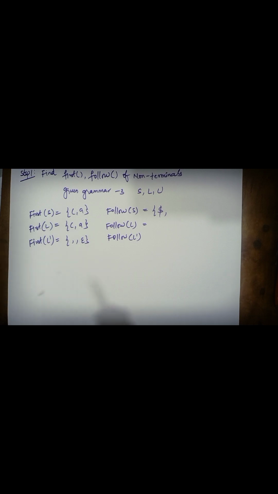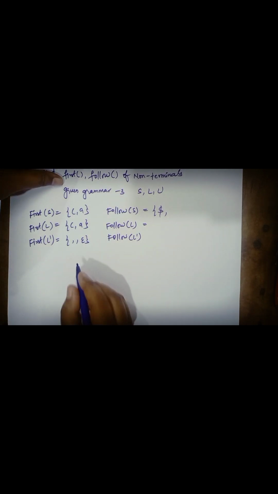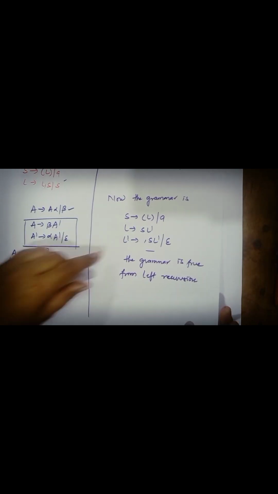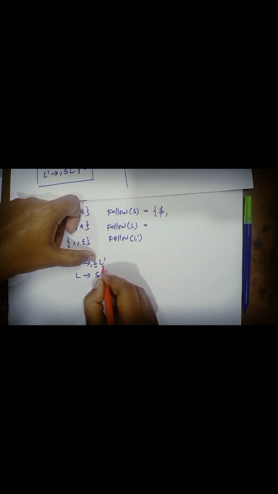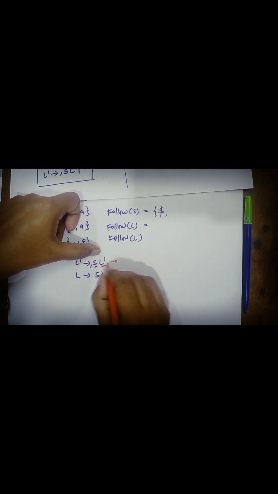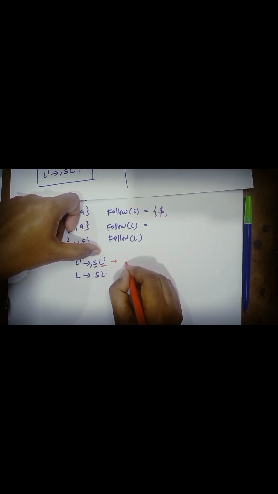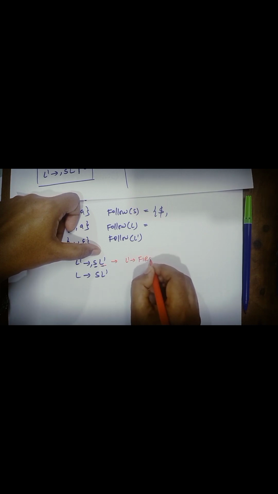So next we have to calculate follow of S. Here follow of S means, see the production, S is followed by what? In this production, L dash tends to S comma S comma L dash, or L tends to S L dash. So follow of S means, in the production, whatever the non-terminal we are going to follow, that we have to write. So when the non-terminal is followed, then what we have to write? Here S is followed by L dash, which means L dash first we have to write.